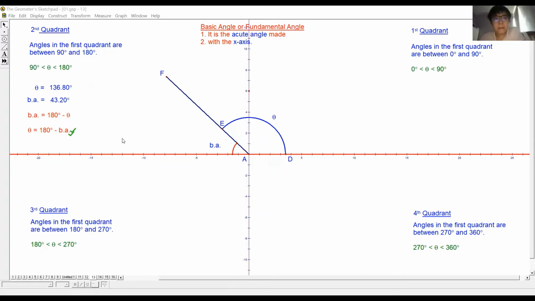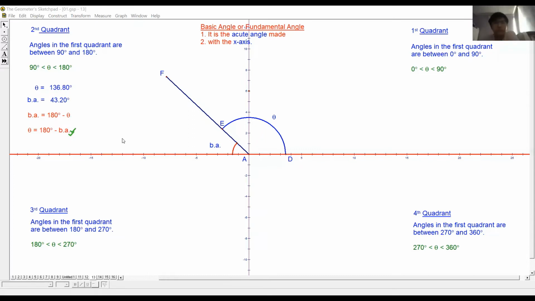Why does it give you the basic angle only? Because it doesn't know which angle you are looking for. You didn't tell the calculator which quadrant your angle is in, so the calculator cannot tell you. So you have to decide for yourself which quadrant your angle is in, then do the calculations accordingly.